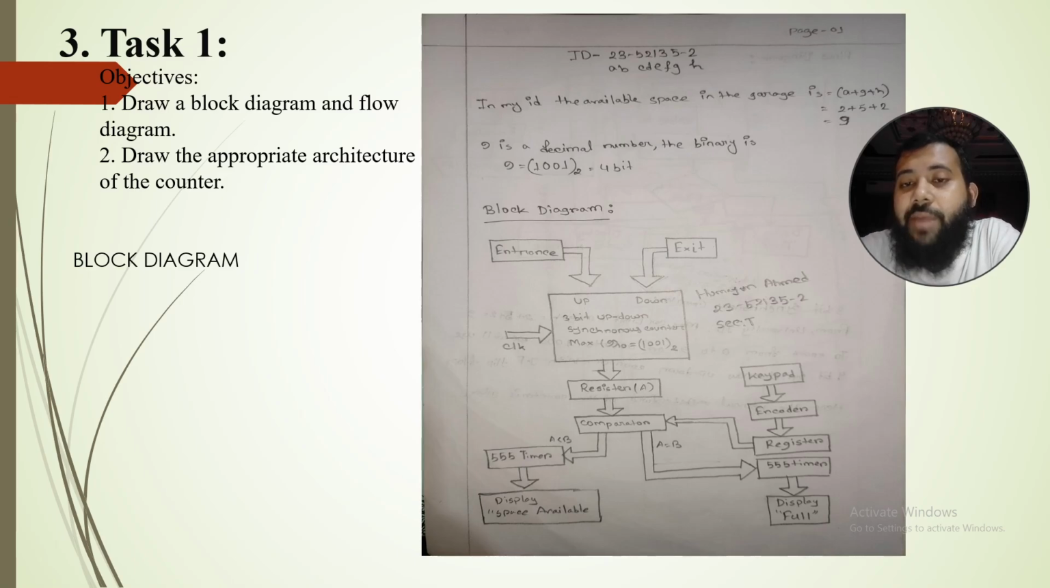After that, a keypad allows the user to input the maximum capacity, which is then passed through an encoder and stored in another register for comparison. The values from the two registers are then compared. If the current count is equal to the maximum capacity, it sends a signal to show display full. If the current count is less than the maximum capacity, it activates the 555 timer.